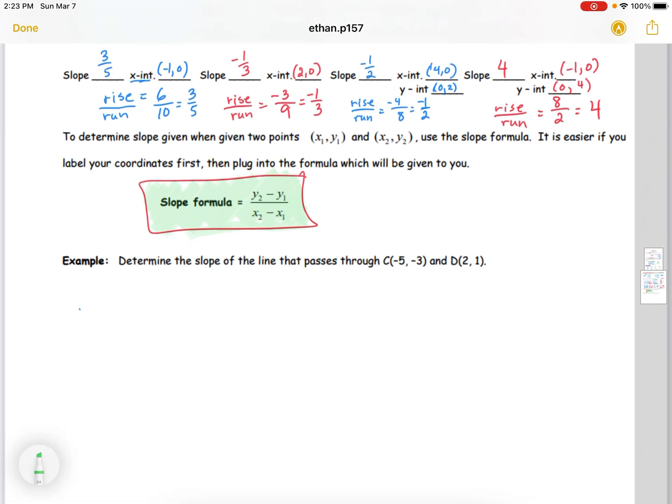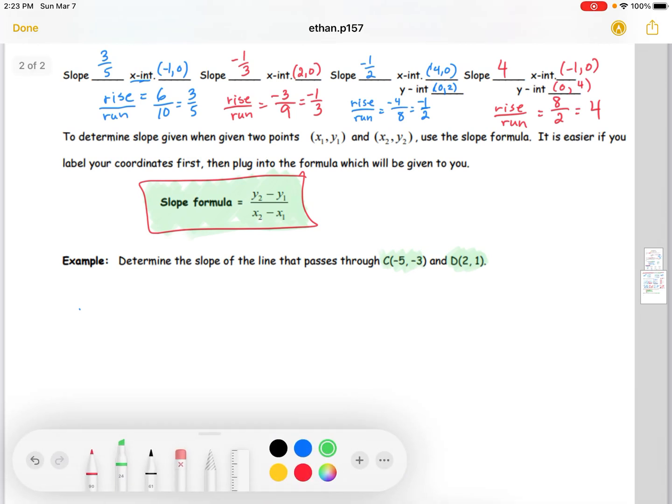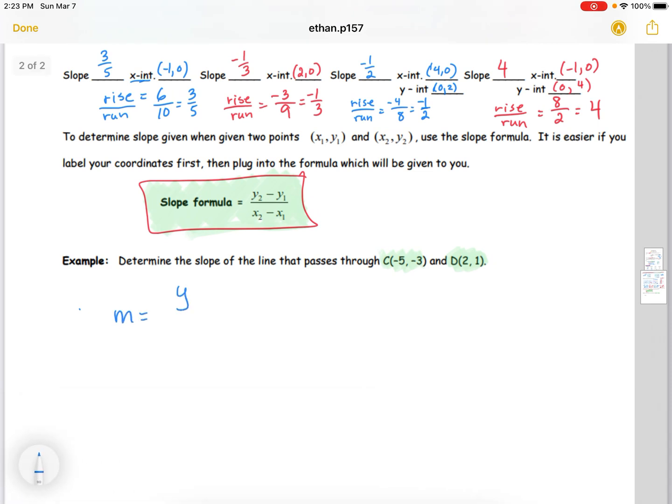We are given 2 points here. I'm given this point here and this point there. And the slope formula says y2 minus y1 over x2 minus x1. This is basically the rise over the run. We've just explained it though in terms of points. Okay, so this formula is just another way of writing rise over run.